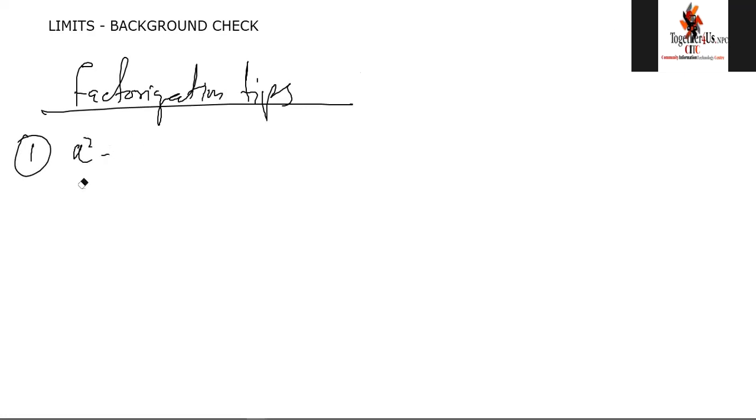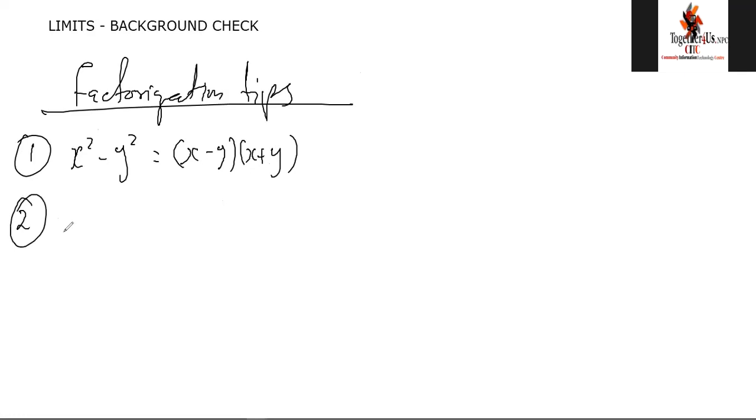Let me just use x and y. You know that this factorizes into x minus y, x plus y. That's one. Then you also know the sign change. If you have y minus x and you want to write it as x minus y, you're just going to take a -1 out and you have x minus y. This is very important, okay?